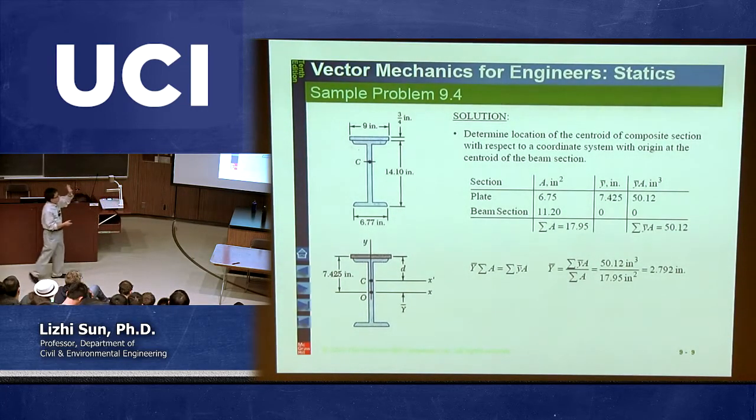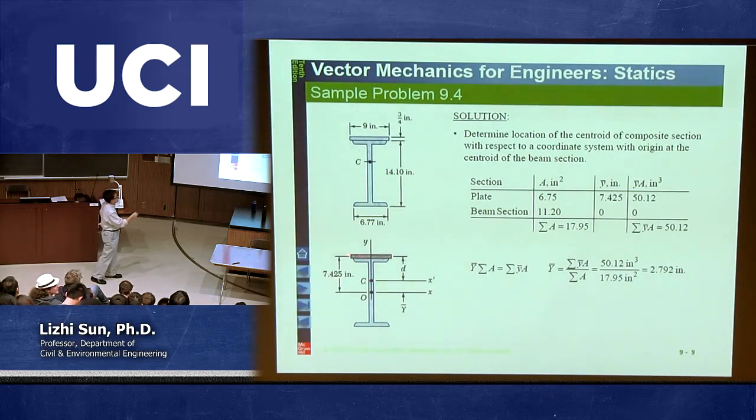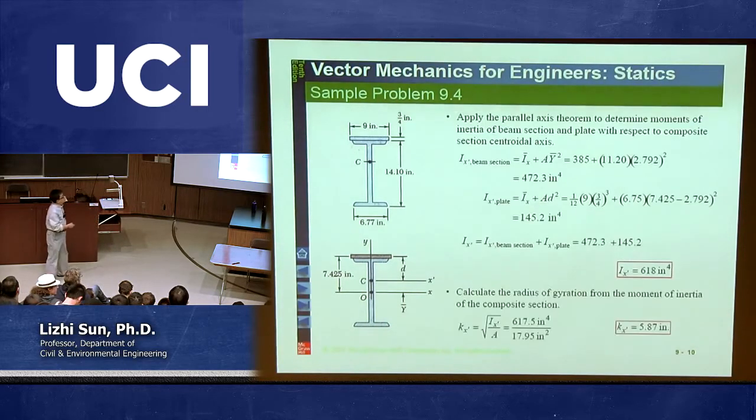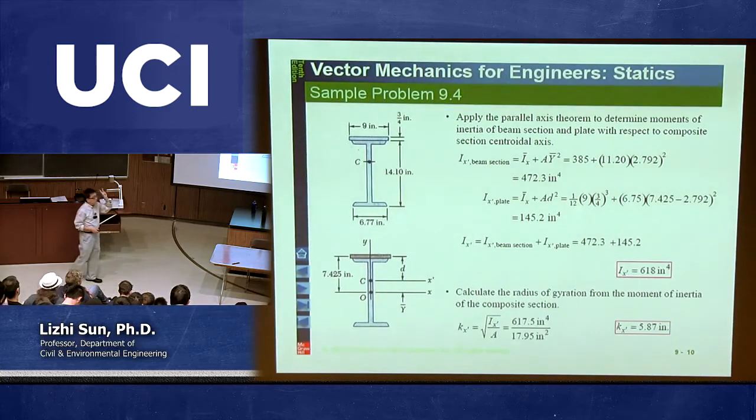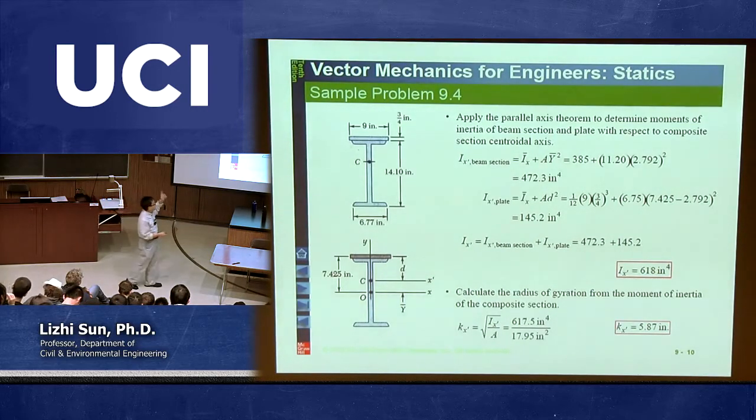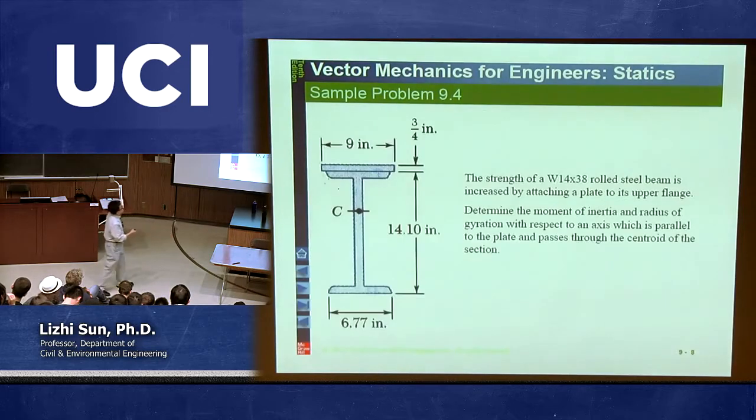Okay, so this is the first step. We identified the centroid of this global structure. Now let's move to the next one, which is to calculate the moment of inertia. There are two moments of inertia: one is the moment of inertia with respect to the x-axis, and one is the moment of inertia with respect to the y-axis. Now let's go back and look at the original question we were asked.